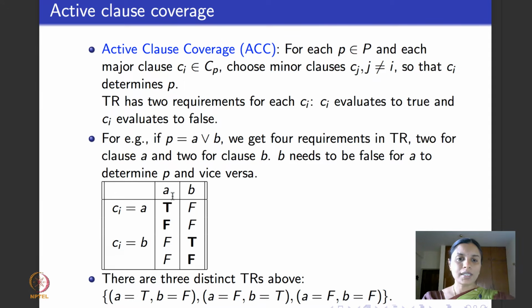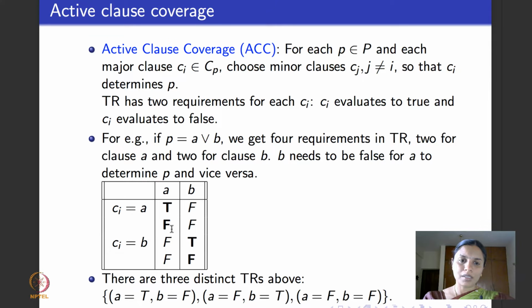Right? So this table, just to summarize it, each clause in the predicate takes turns to be the major clause. Here there are only two clauses, A and B. To start with, A is the major clause. So TR for active clause coverage says make A true once, false once. So I have made A true once, false once. And I want A to determine P. If I want A to determine P, I have to make B false. Similarly, when B is the major clause, A has to be made false and B has to be made true once and false once.